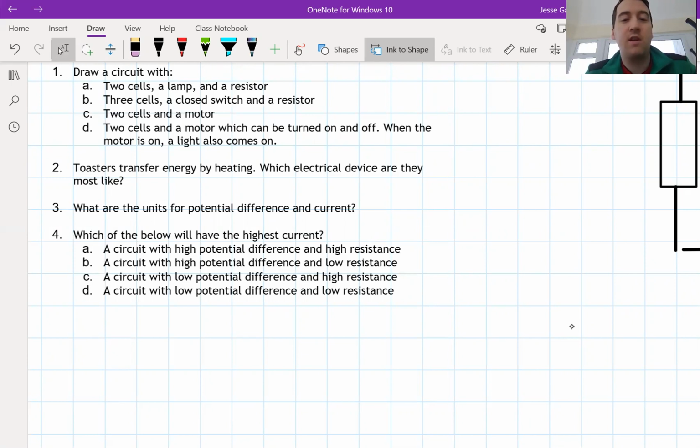What are the units for potential difference and current? Potential difference is volts, and current is measured in amps. So you should have potential difference is measured in volts, current is measured in amps. Well done, if you got that right.